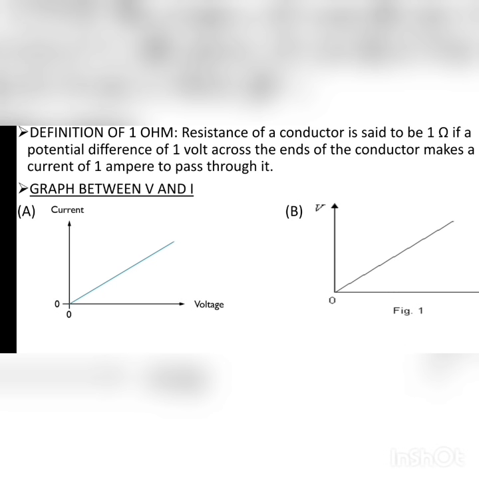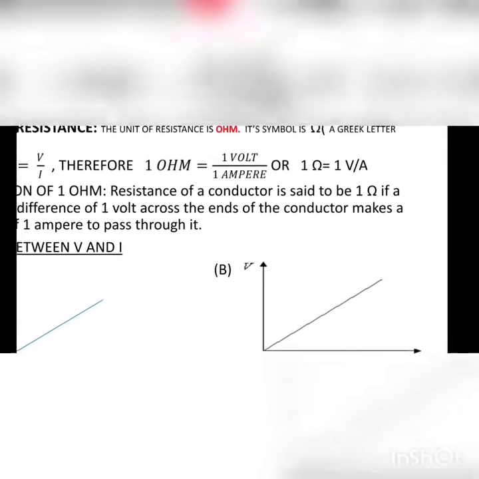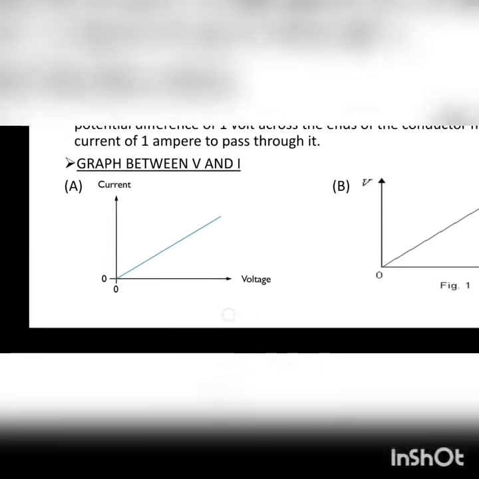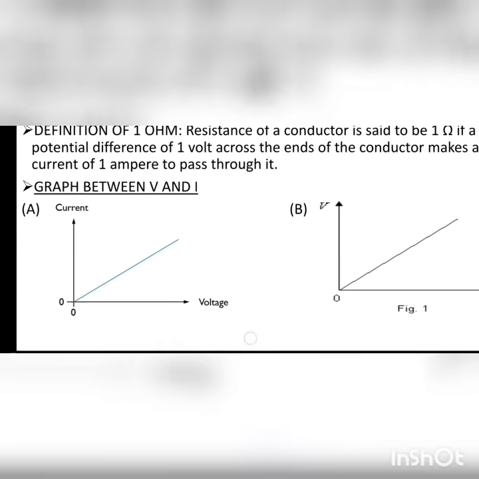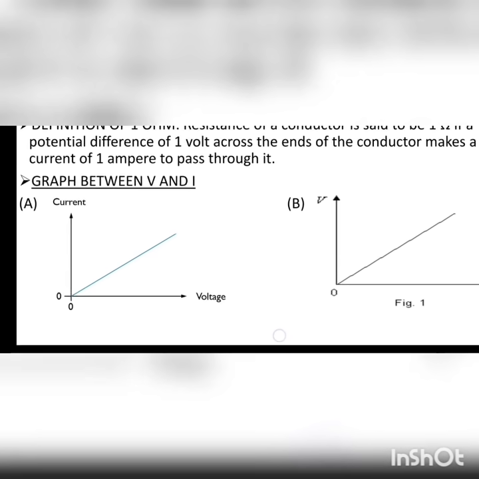Fine. Now if I just reverse the axes as in figure B, the graph will remain the same, but the axes I am changing. On the x-axis current is there and on the y-axis potential difference is there. Fine. So these two are different graphs, but they both represent the graph for Ohm's law. So just see what is being asked in the examination and draw the graphs accordingly. Fine. So these are the two different graphs between V and I.